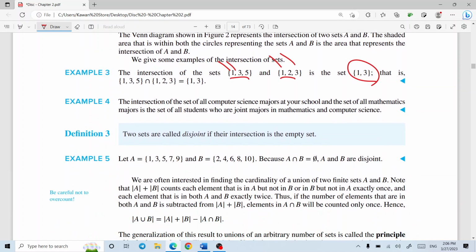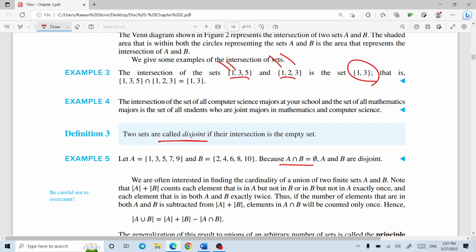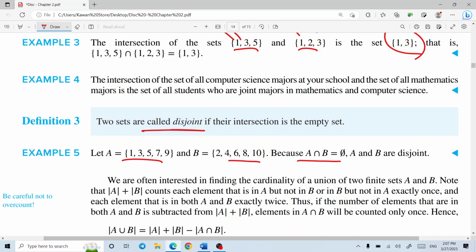Good. Now we have two sets that are called disjoint. Here's the definition. During the exam, maybe I will say show that they are disjoint if the intersection between them is equal to phi. Look at this example: A is the odd numbers less than 10, B is the even numbers less than or equal to 10. The intersection between these two sets is nothing, meaning it's the empty set. So in that case we say A and B are disjoint. There is no relation; they are not joined.